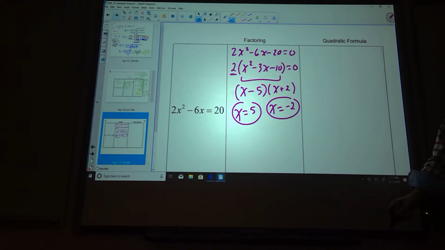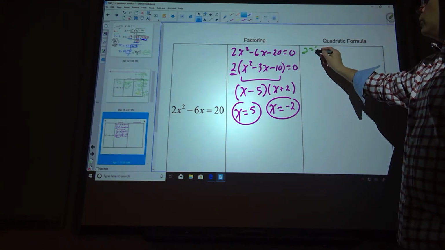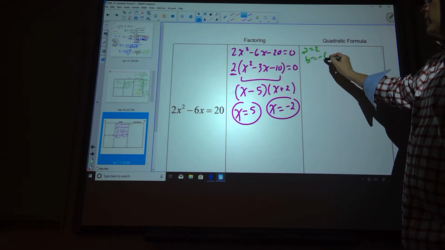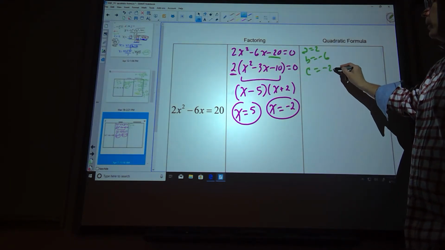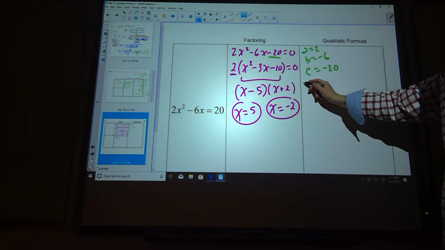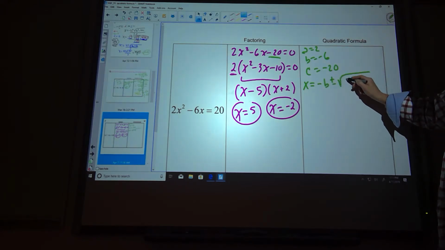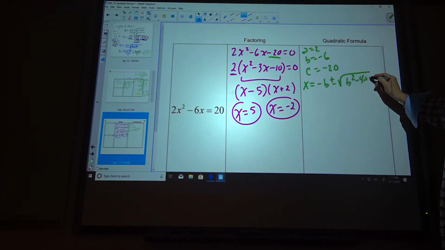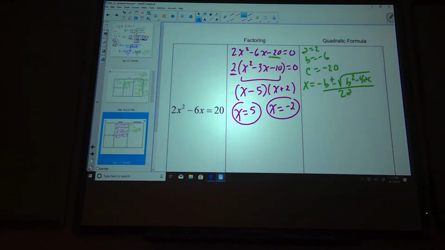If we use the quadratic formula, we have to remember that my a value is 2, my b value is negative 6, and my c value is actually this one. And you have x is equal to negative b plus or minus the square root of b squared minus 4ac all over 2a.